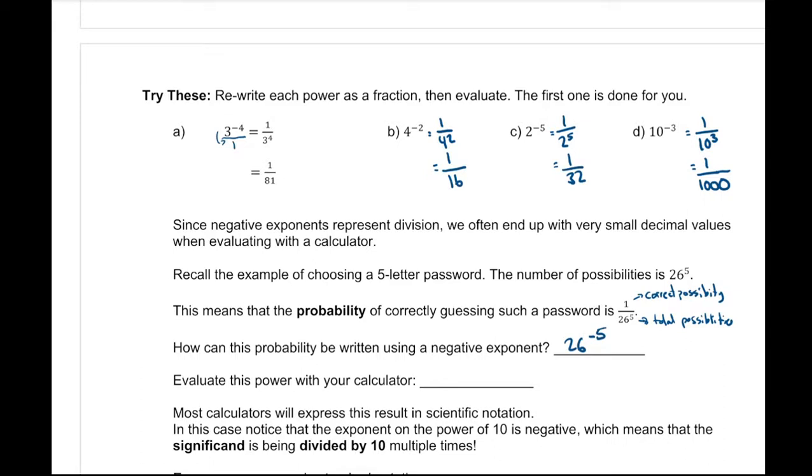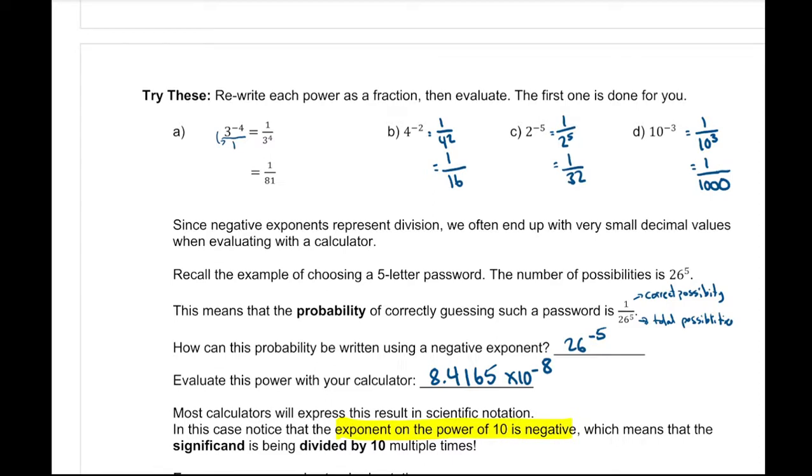If we actually evaluate that 26 to the power of negative 5, we get a number in scientific notation. Again, depending on your calculator, you should be able to convert it to scientific notation regardless. You should get something along the lines of 8.4165 times 10 to the power of negative 8. So what's different now is that we see the exponent on the power of 10 is negative.